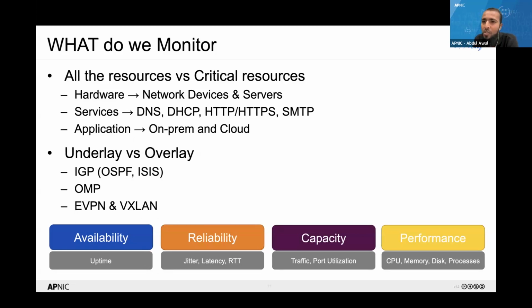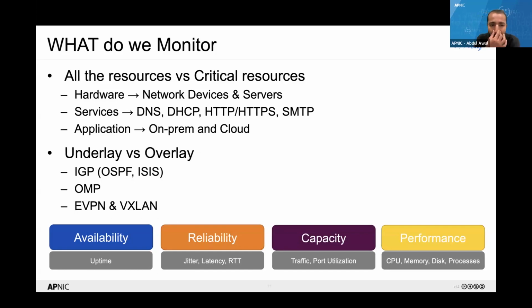You can also monitor your routing infrastructure. For example, your OSPF or BGP, or if you're running a complex MPLS network, it could be your SD-WAN or OMP. So these are some of the protocols that you can also monitor.